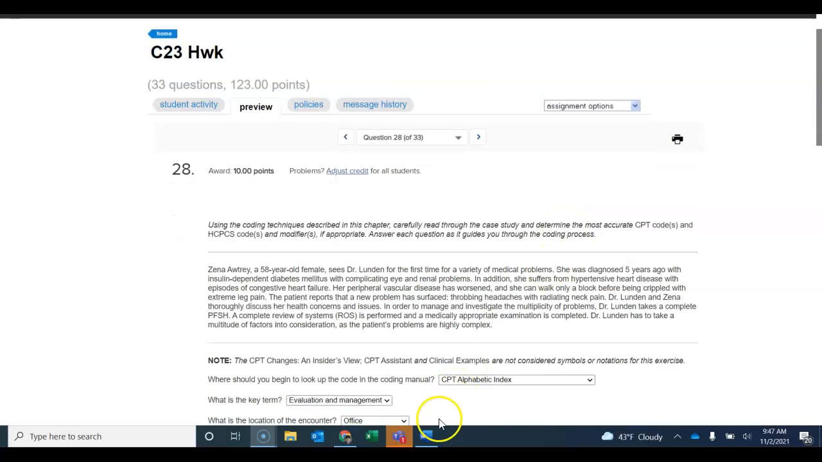All right. So this is one where you're going to have to do the drop down. So where do you look in the manual? You look in the alphabetical index, because that's where they always want you to start. And I agree with that. You would always start in the index. E&M's a little bit different, okay? E&M, we're going to do office, okay?